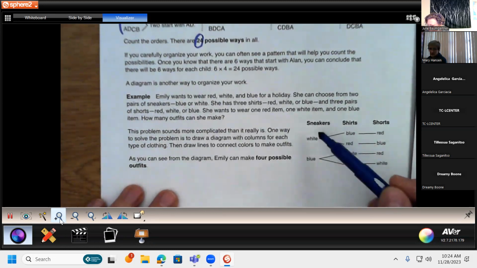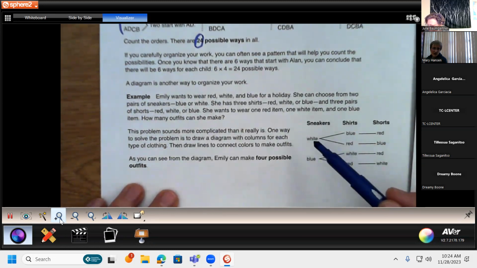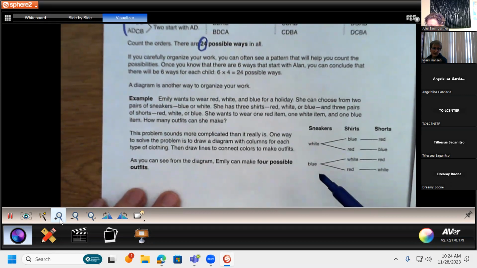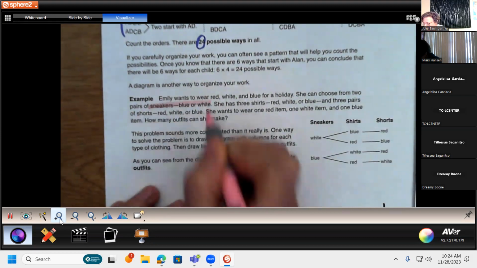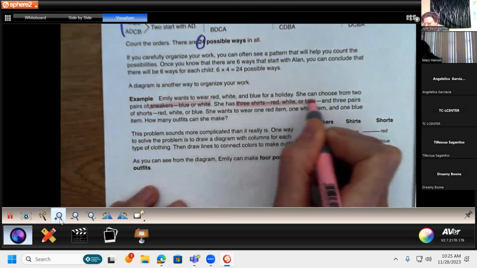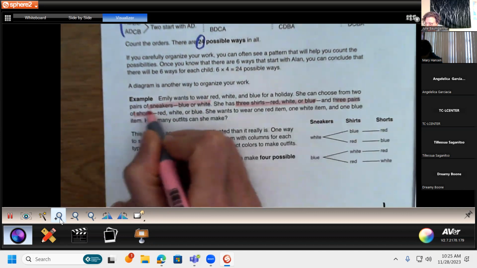And so we've got our sneakers. She has a white pair and a blue pair. And let me highlight what we have here. So we've got our sneakers, blue and white. She's got 3 shirts and 3 pairs of shorts.